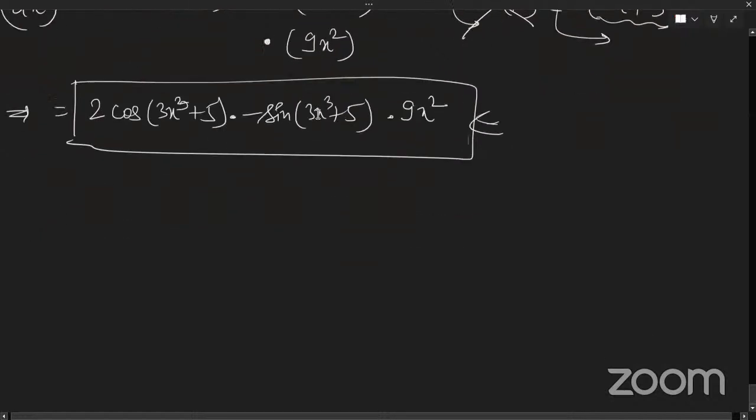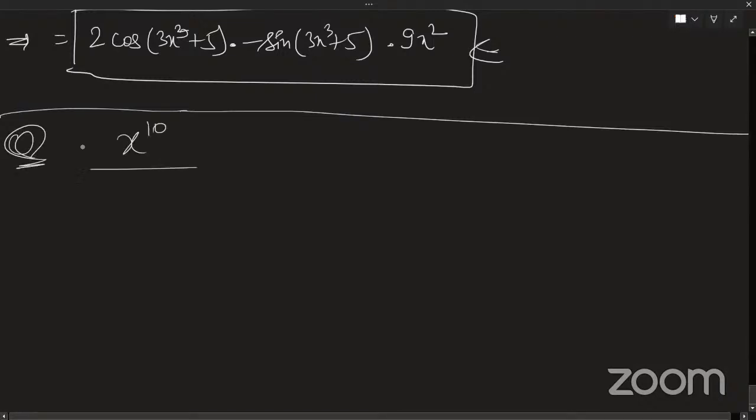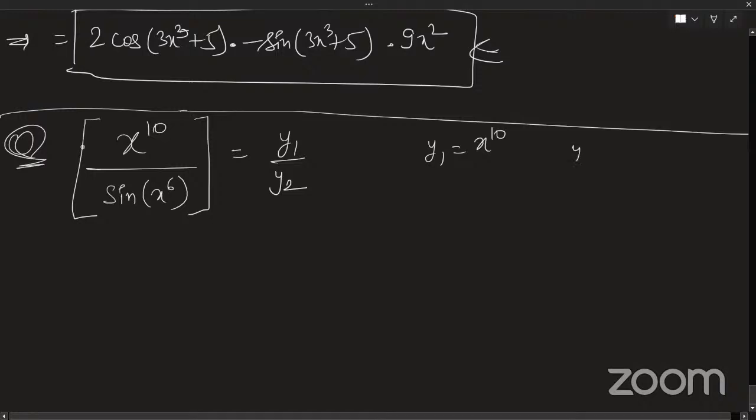Can you explain the sixth one? Okay, sure. Can you please tell me the question? Is it this one? x raised to 10 divided by sine of x raised to 6. Yes, sir. So see, earlier I had taught you about the division rule, right? So it is a combination of division as well as chain rule.